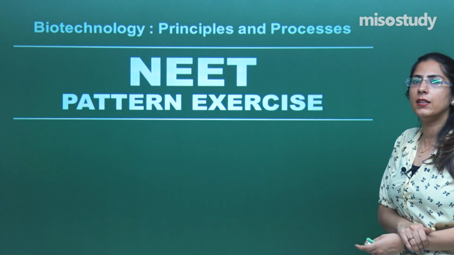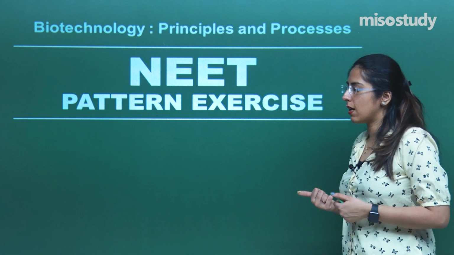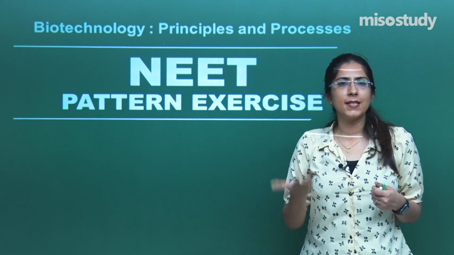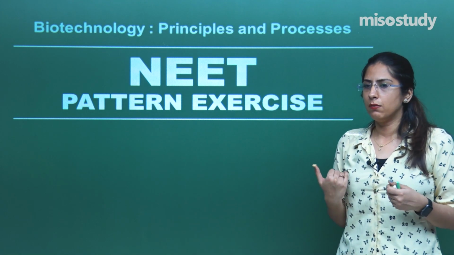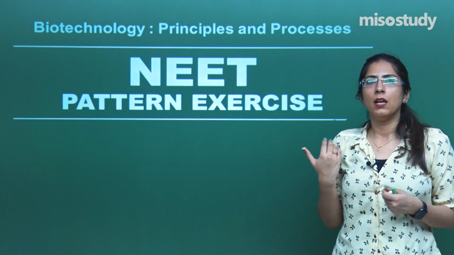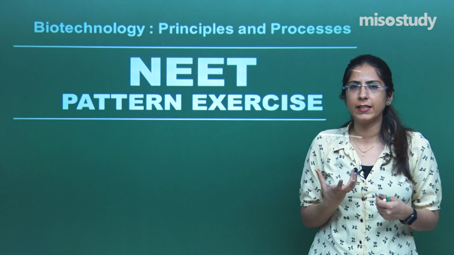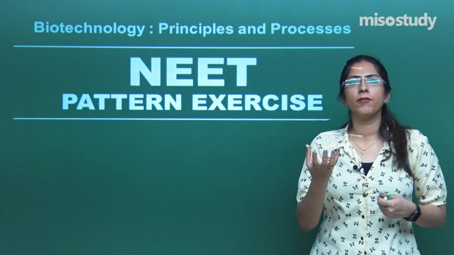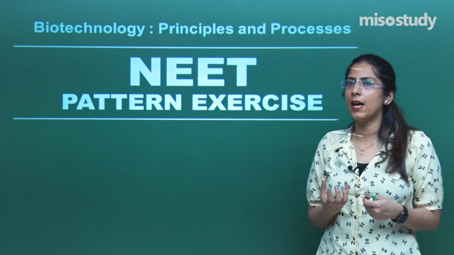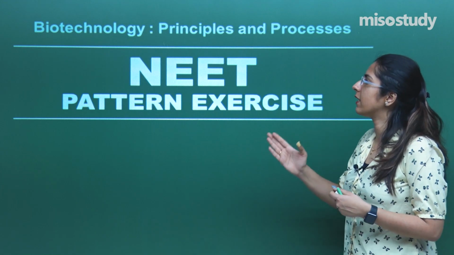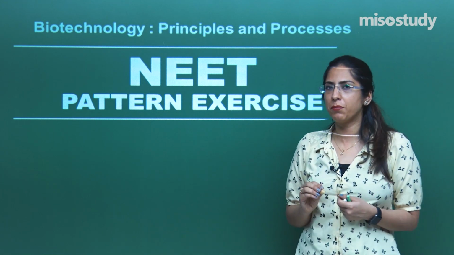Similarly, there is another importance: we can provide resistance in plants. Insect resistance against pesticides, some insect resistant plants we have already created, for example BT cotton, BT brinjal, etc. So all of these come under the biotechnological principles and processes.